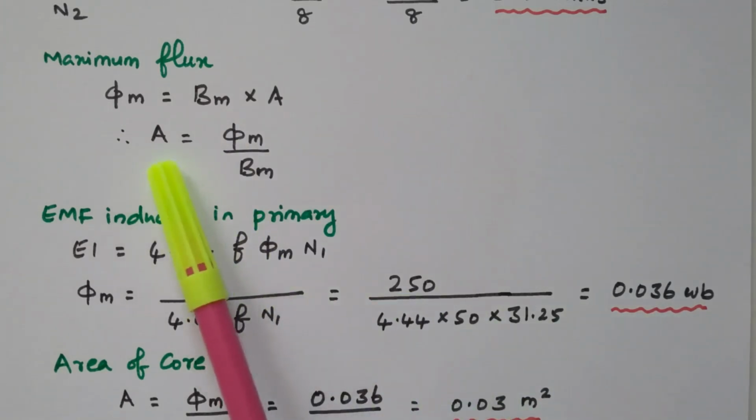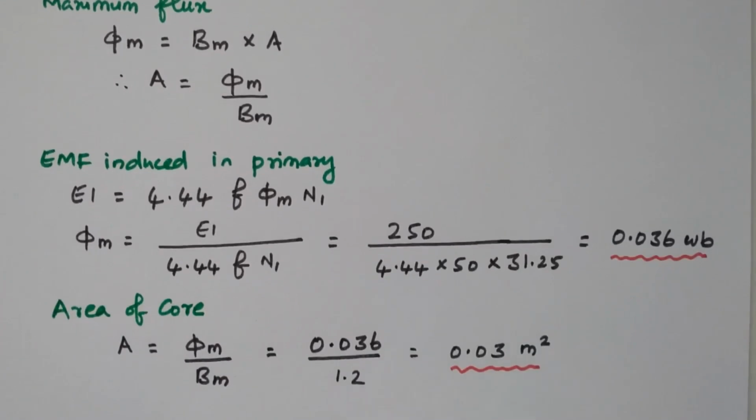Now, we have the phi m value, and the Bm value is already given, so we can easily calculate the area of the core. So, area of the core A equals phi m by Bm. Phi m is 0.036, which we just calculated, divided by Bm, which is 1.2. By simplifying this we got 0.03 meter square. So, the area of the core is 0.03 meter square. So now we have calculated the number of turns in the primary N1, the number of turns N2, as well as the area of the core. Now we'll go to the second problem.